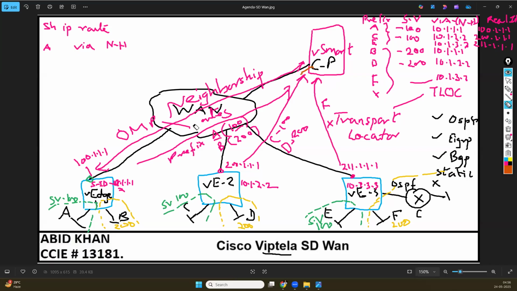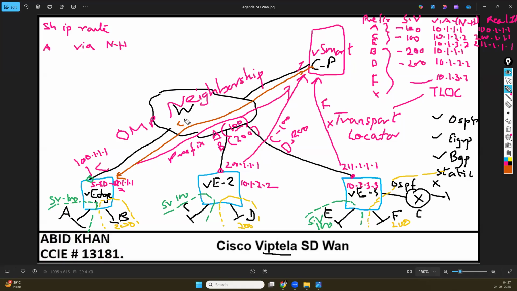We'll remove this now. vSmart will now forward the routes. What will it forward now? It will check, okay, VH1 has 2 service VPNs, because when VH1 advertises its prefixes A and B, it also advertises the service VPNs. So now vSmart will say, okay, hey VH1, thank you for giving me your routes. Now I will give you the routes of the other WAN agents. So what will it send now?